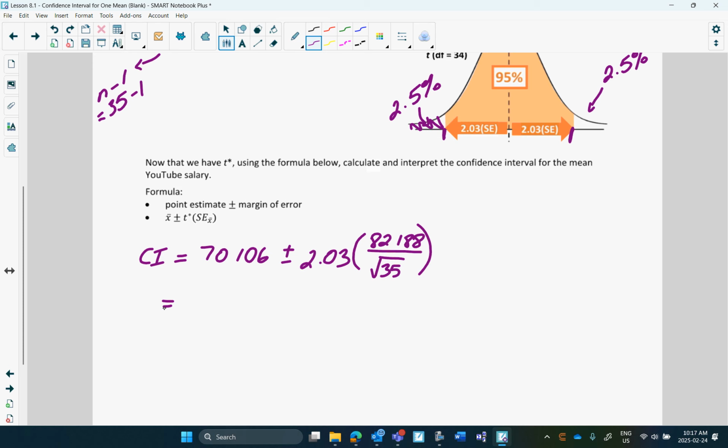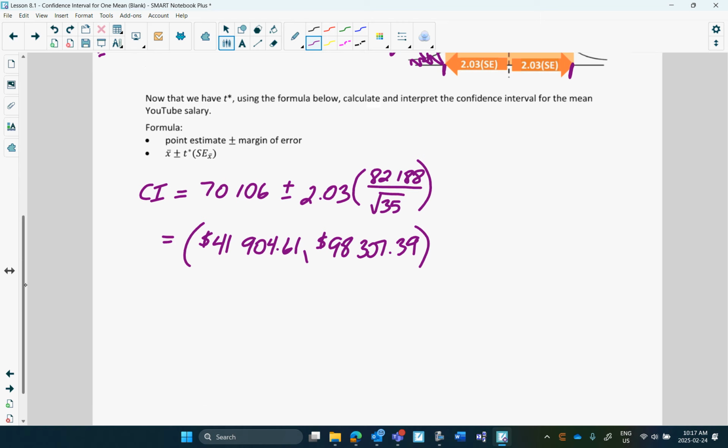And then when you get this, you're going to get the actual confidence interval at 95% confidence. 41,904.61 to 98,307.39. That would be our confidence interval.